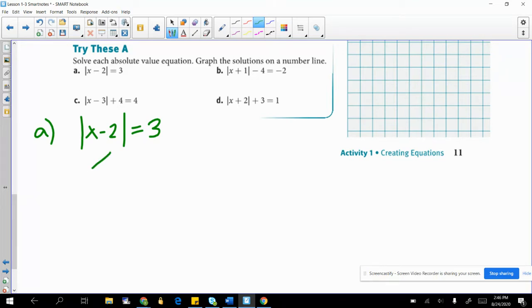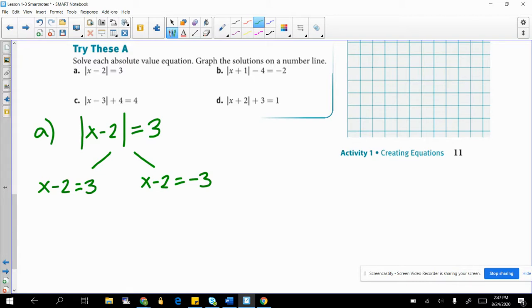So what you would do now is split this up into your 2. And it would be x minus 2 equals 3. So written exactly as we saw it. But then the other one has to be written as x minus 2 equals -3, in case that were to go the other way on the number line, right?